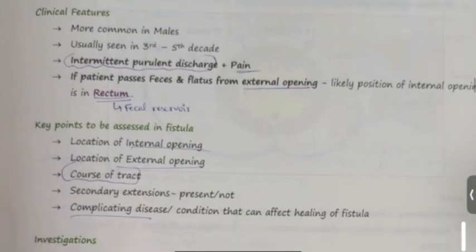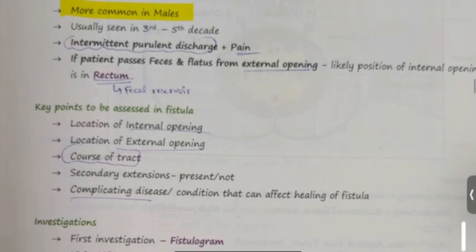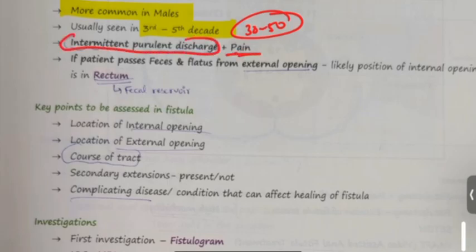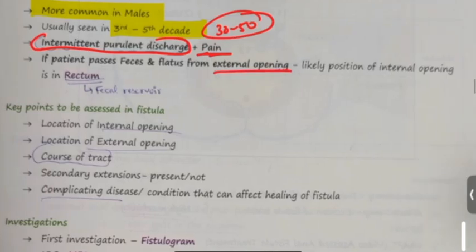What will be the clinical features? Usually this fistula in ano is more commonly seen in males and in the 30 to 50 year age group, 3rd to 5th decade. Okay, there will be intermittent purulent discharge and pain in the anal canal. If the patient passes feces and flatus from the external opening, likely position of internal opening is in the rectum.